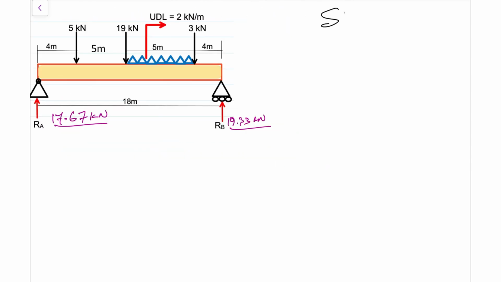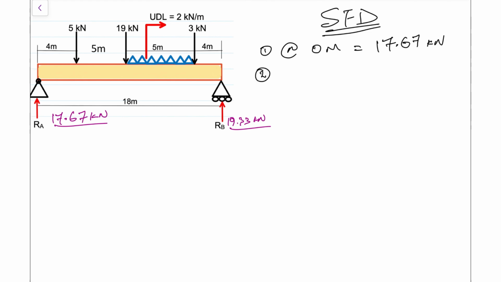For the shear force diagram, the first point that we're going to be interested in, starting from left to right, is that point at 0 meters. And 0 meters is right there where our reaction force is. At 0 meters, we have 17.67 kilonewtons. So that's the first point we will plot.